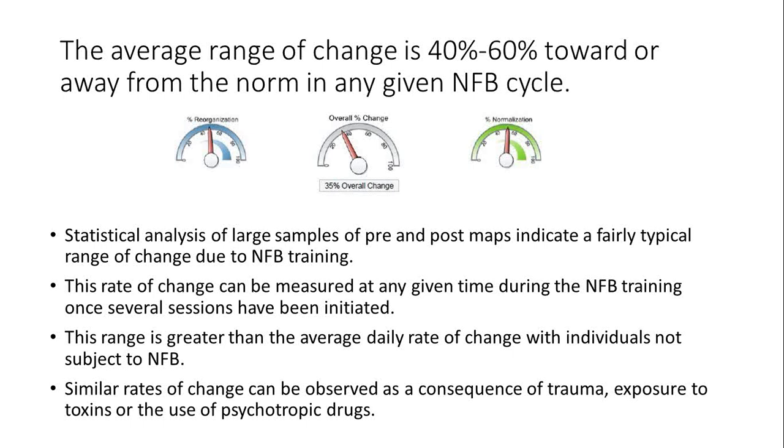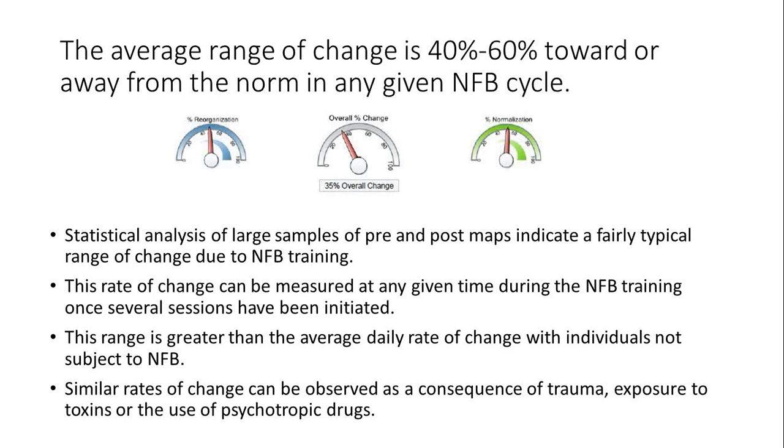This rate of change can be measured at any given time during the neurofeedback training once several sessions have been initiated. So once you begin doing neurofeedback and you see significant changes in the trend screen, pre-post maps start to become valid. They're more like taking blood pressure or temperature than they are other kinds of measures. You're dipping into the stream of ongoing change in the brain and saying, what is the rate right now? How much of it's moving towards the norm and away from the norm?